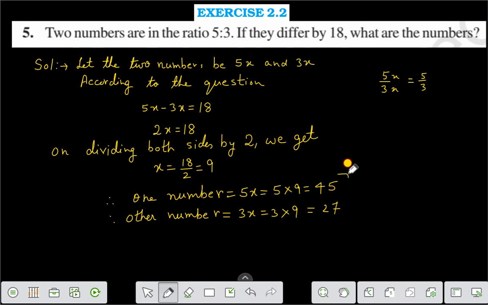These are the two numbers we got, that is 45 and 27, right? Therefore, you got two numbers 45 and 27. One number is 45 and the second number is 27.